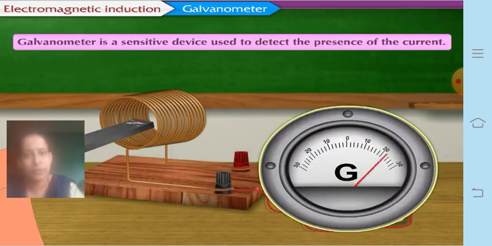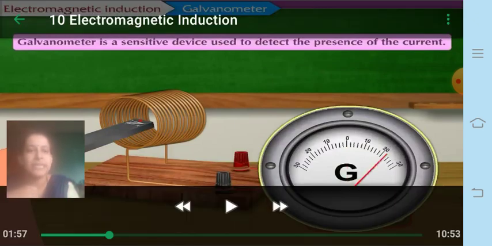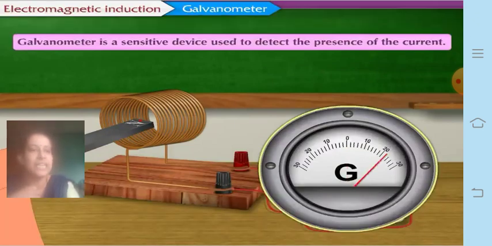So this is brief information about a galvanometer. It is used to detect the presence of current, and that is why we require it here. Because we need to know whether current is produced when there is a changing magnetic field around a conductor, or when a current carrying conductor is moved while the magnetic field is kept stationary. Whether the current is induced or not, that we are supposed to observe, and for that we need to use a galvanometer. So let's move on to the next part of the lesson.